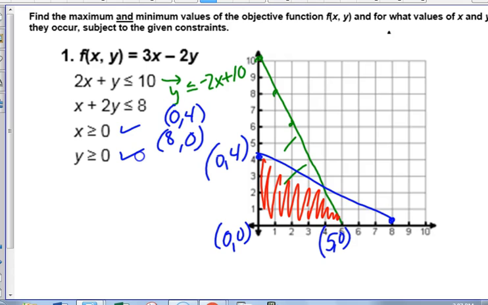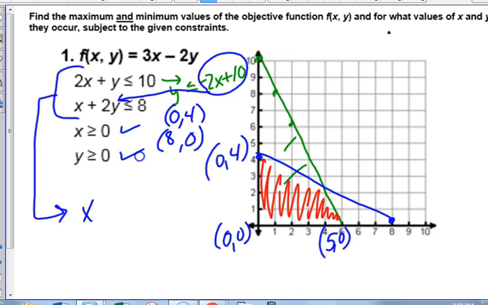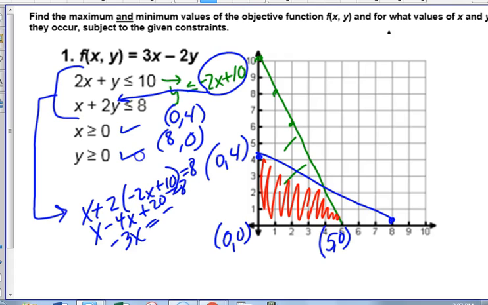What do we have left? Okay. I could solve by elimination. I could solve by substitution. I could solve by matrix. Substitution. If we did substitution, we could put this in here for y, and it would say x plus 2 times negative 2x plus 10 equals 8. I got 4. Did anybody get 4?